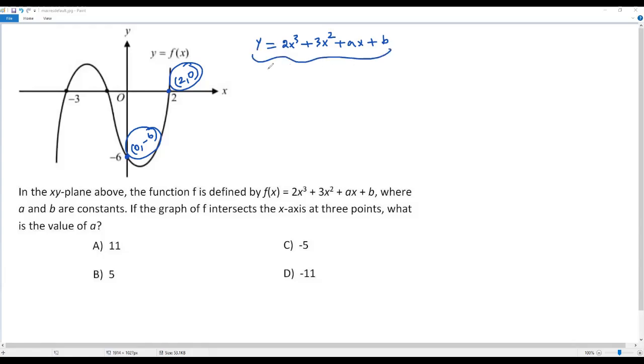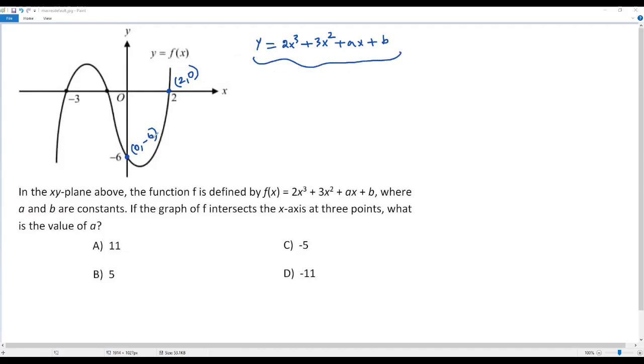Since this is a y-intercept and this is the x-intercept, we can plug these points into the function we have over here. What if I plug in the x-intercept (2, 0) into the function? I have to plug in the x coordinate 2 for x and the y coordinate 0 for y. I'll get an equation in terms of the two constants a and b. It's a bit difficult to solve for two unknowns, a and b, with just one equation. So now I'm going to plug the y-intercept, the point (0, -6), into the equation we have over here.